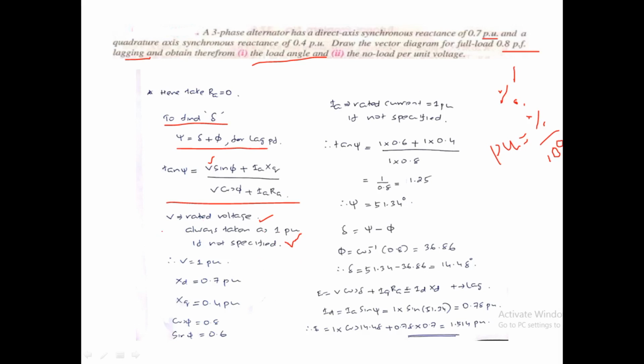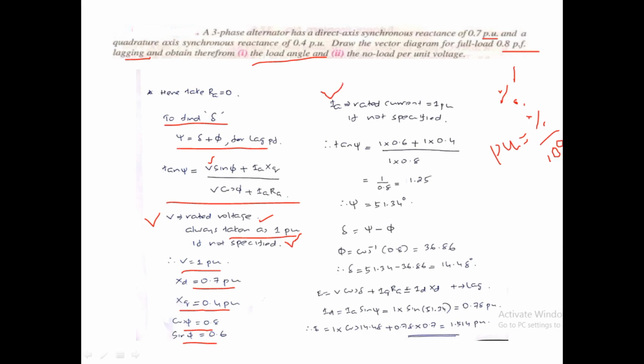If the rated voltage is not given, it means it is a rated value. Rated value will always be 1 per unit. So V equal to 1 per unit. XD, the direct axis reactance, is given as 0.7 per unit. Quadrature axis reactance is given as 0.4 per unit. Cos phi is given as 0.8, then sin phi will be 0.6.